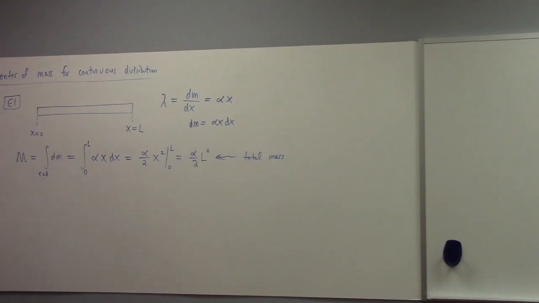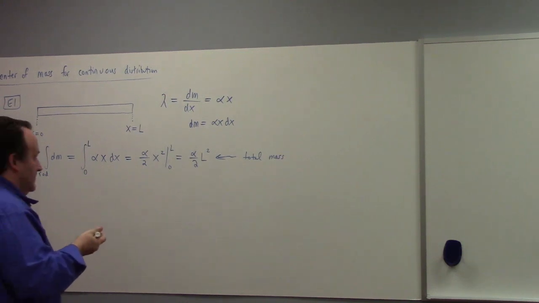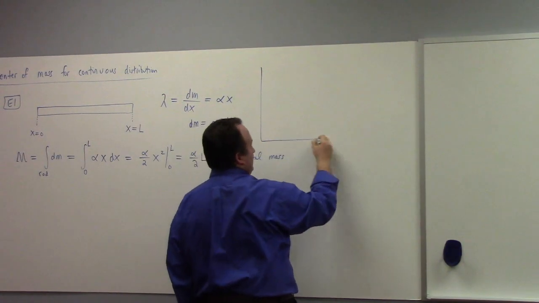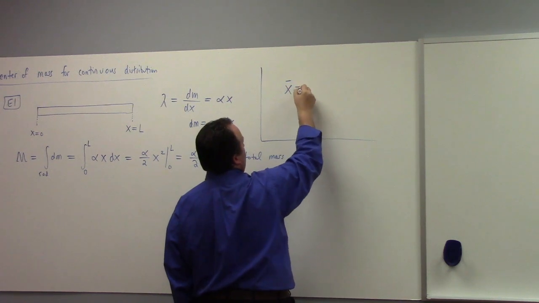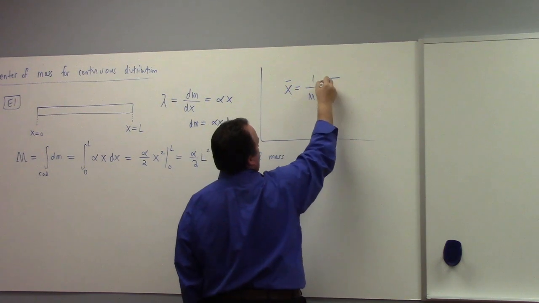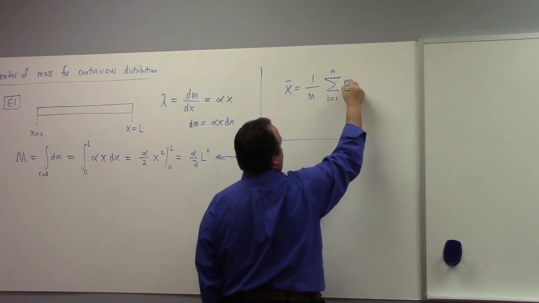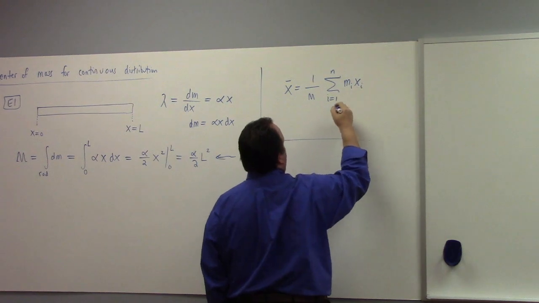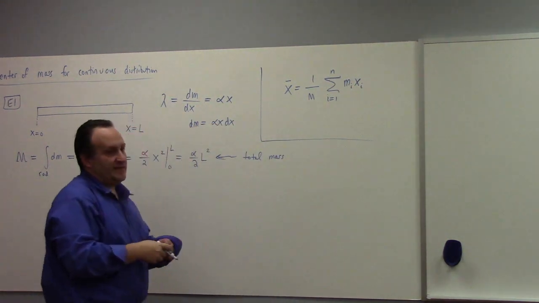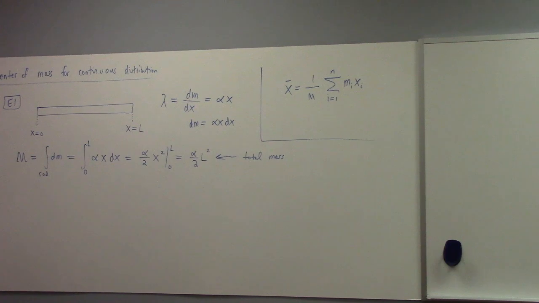What is the formula for center of mass in one dimension? We have x bar, which is equal to 1 over m, times the sum from i equals 1 to n of m sub i times x sub i. This is the formula for center of mass in one dimension. It's the weighted sum of the x coordinates of the masses strung out along, let's say, the x coordinate axis. So how should I figure out the center of mass in this situation?